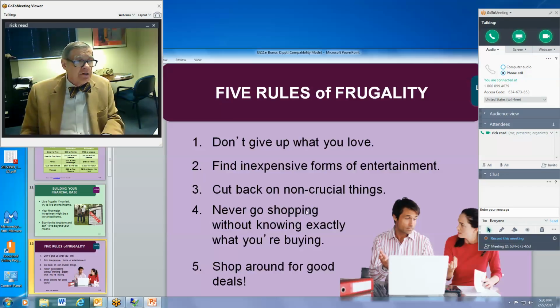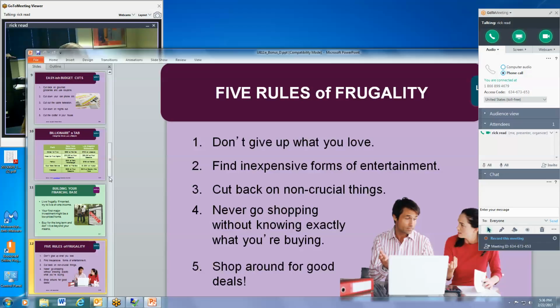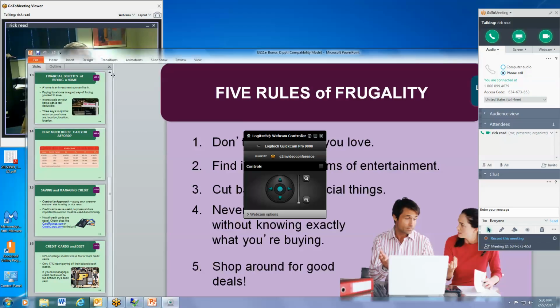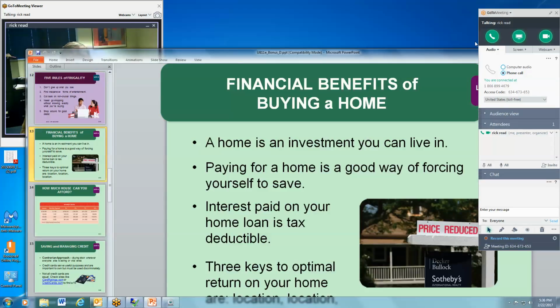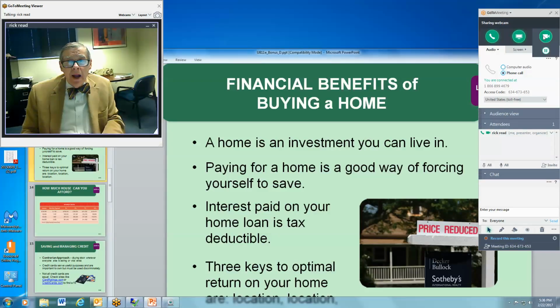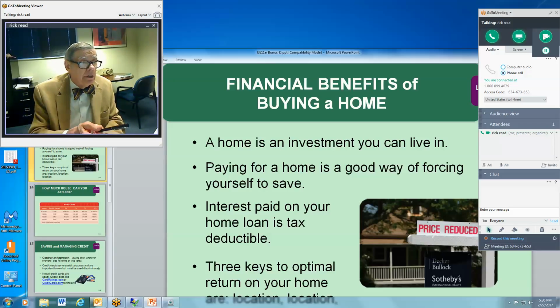Notice here it says, never go shopping without knowing exactly what you want to buy. Yeah, I think that's true, but then you have to change the dynamic there, because a shopper is somebody who looks around. A buyer is somebody who has already made up his or her mind: I'm going to XYZ store and I'm going to purchase this.